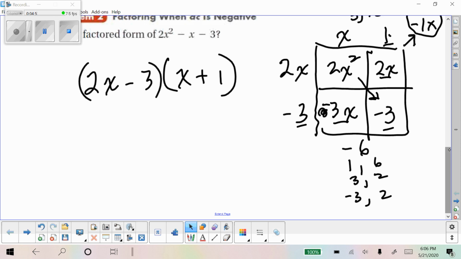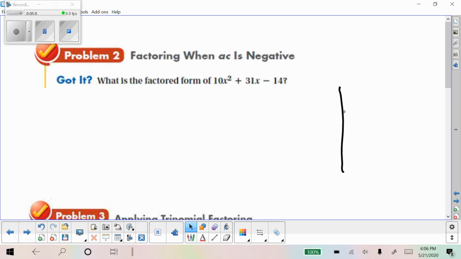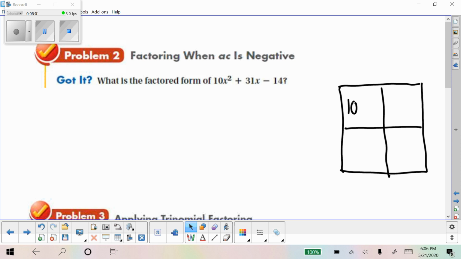All right, you want to try one of them? So let's start by, wow, this is going to be a big number here, but we're going to put the 10x squared here. We're going to put the minus 14 there, and then we're going to work it out from there.